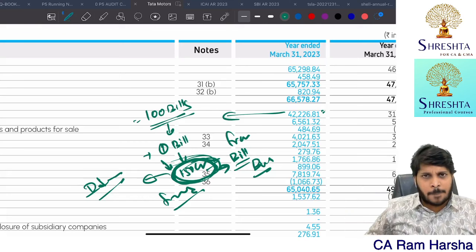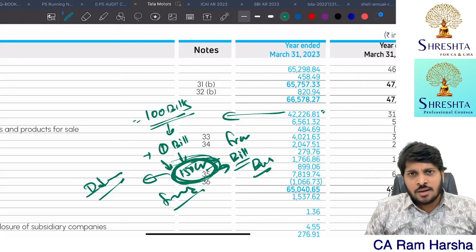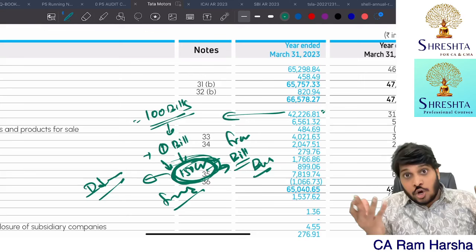Probably the background invoice might be missing. That is the reason why evidence is not there. How come you say it's bogus? Show me proof that it's bogus. Do you have a proof that it is bogus? I am quiet. I couldn't reply to his question. I am assuming that it is bogus. Assumption will not work here. You should prove that it is bogus.